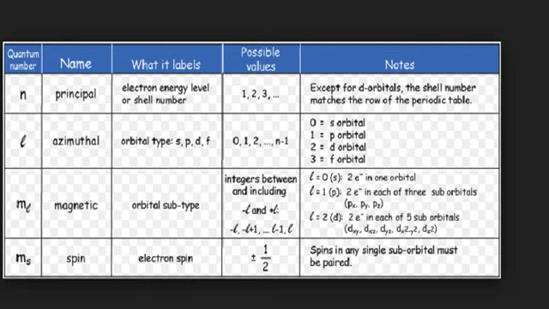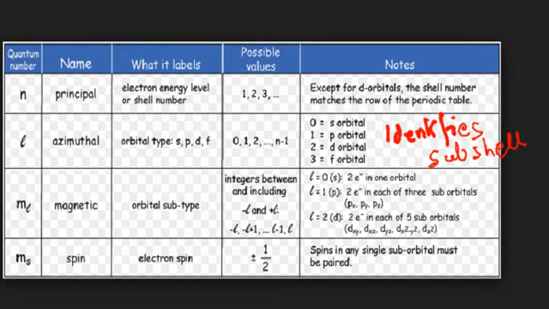Next is the azimuthal quantum number, which is L, a positive integer less than n. It has orbital types of s, p, d, and f. Possible values range from 0 to n minus 1. Total possible values is thus n, and it identifies the subshell. I'll write this down. Identifies the subshell.